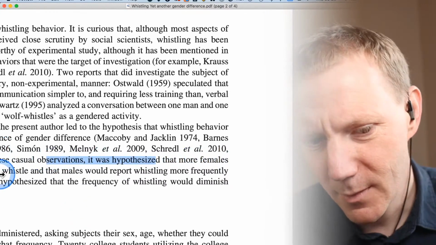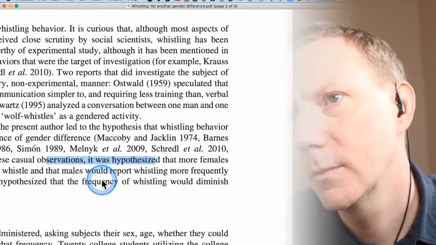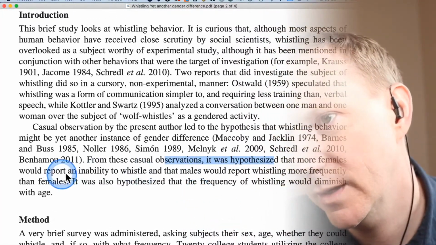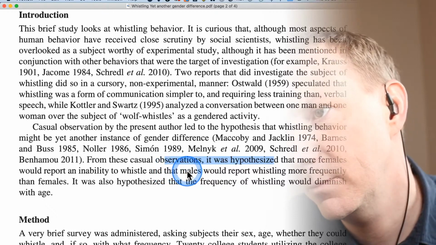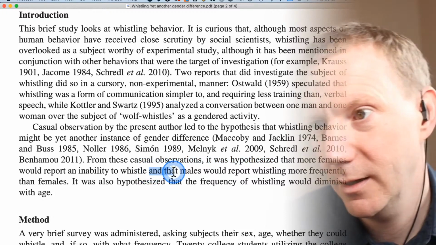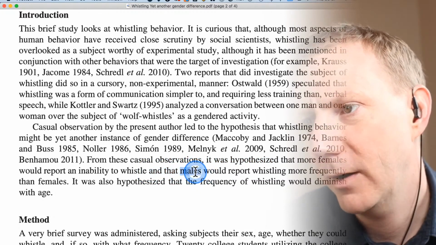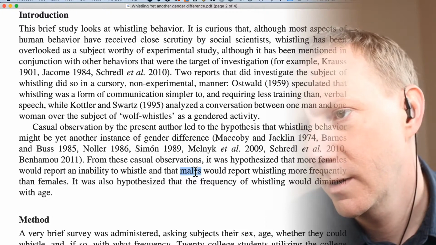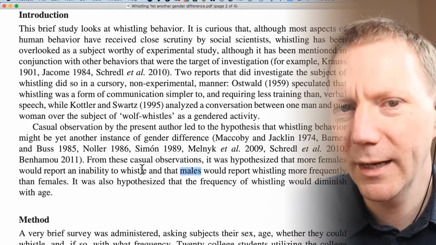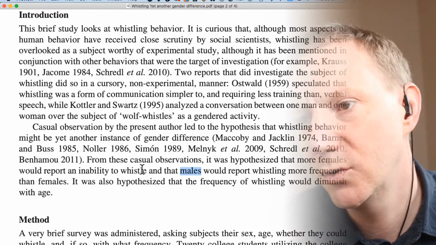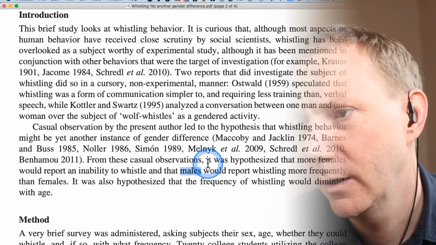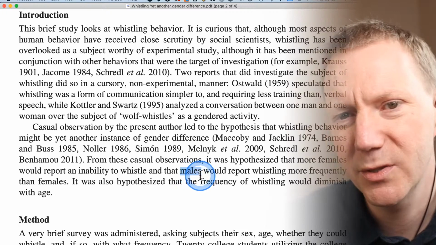Yeah, more females would report inability to whistle, and that males. So now he's flowing into the next hypothesis, as you clearly stated, a hypothesis about males. So I think I would be more clear on what you're actually trying to compare in your hypothesis, because it's a bit vague, and we're going to see what the results of this would be.